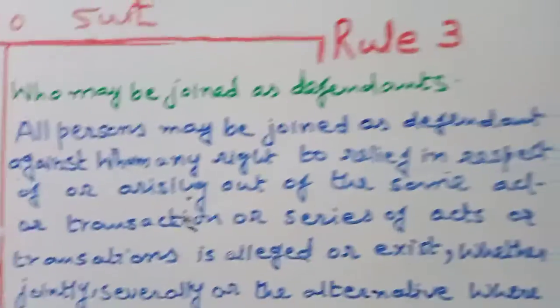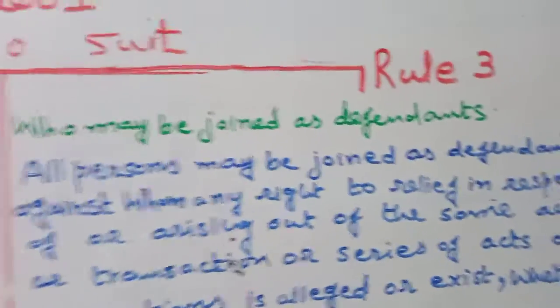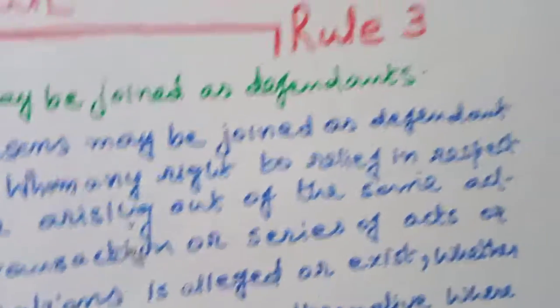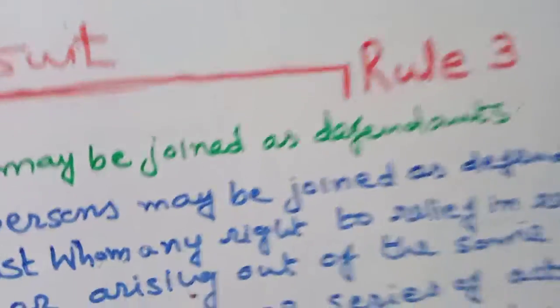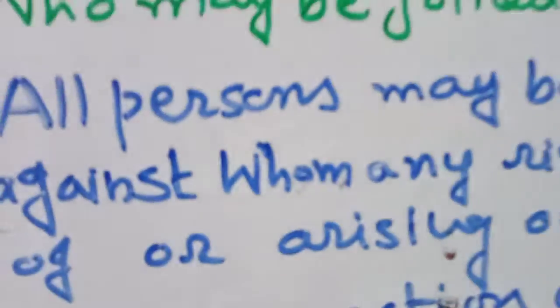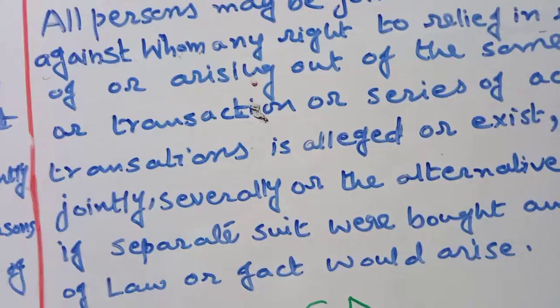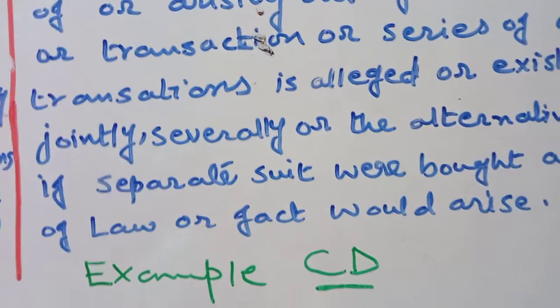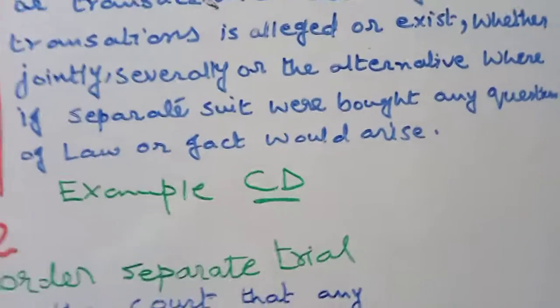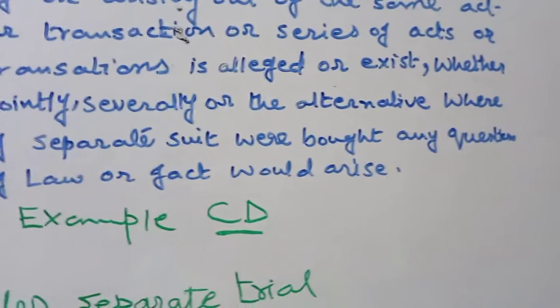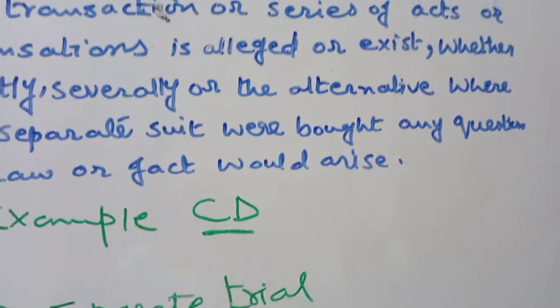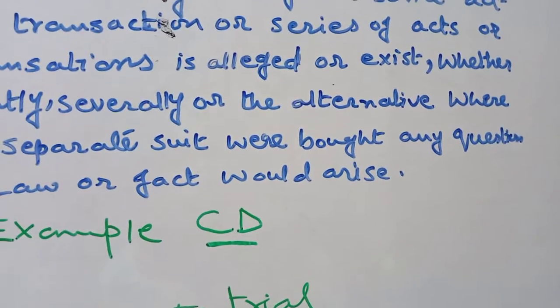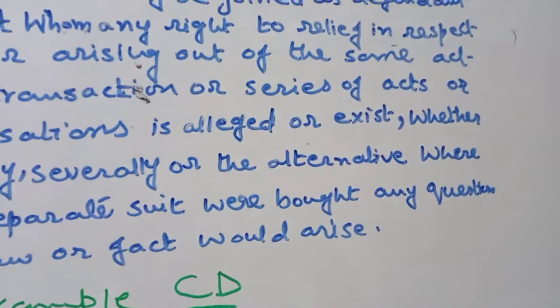fact would arise. So here, defendant, Rule number 3, who may be joined as defendant: all persons can be joined as defendants. The only difference is against whom any right, only 2-3 words are changed, right to relief in respect of or arising out of the same act, transaction or series of acts, transactions is alleged to exist, whether jointly, severally, or in the alternative, where if separate suits were brought, any question of law or fact would arise.